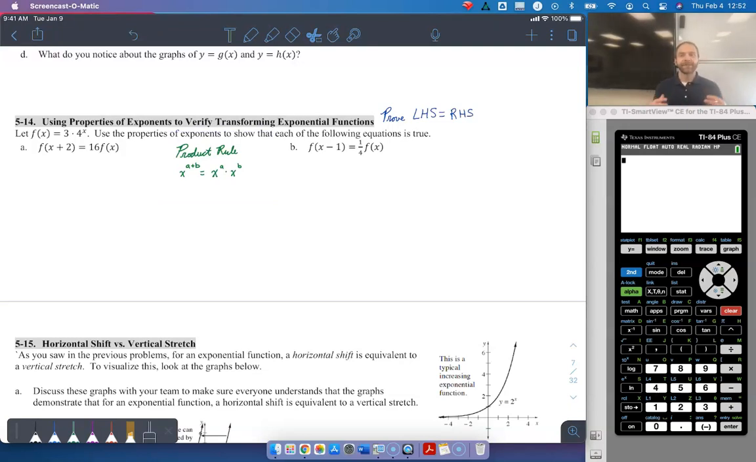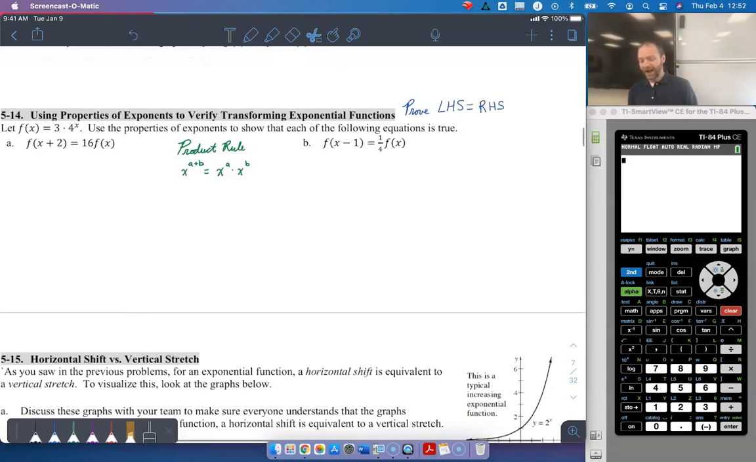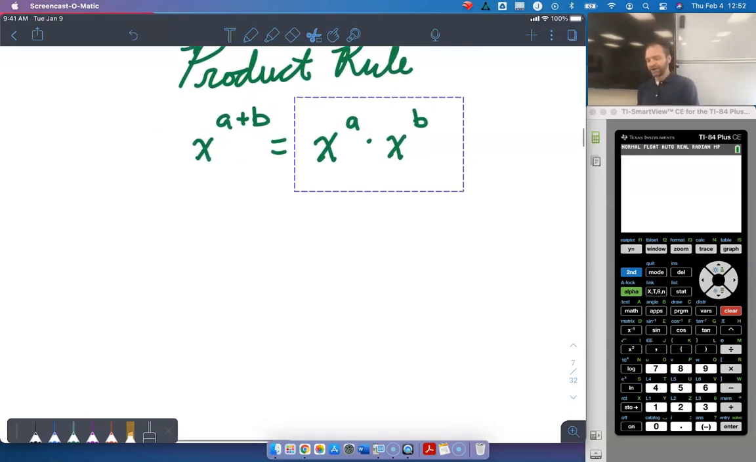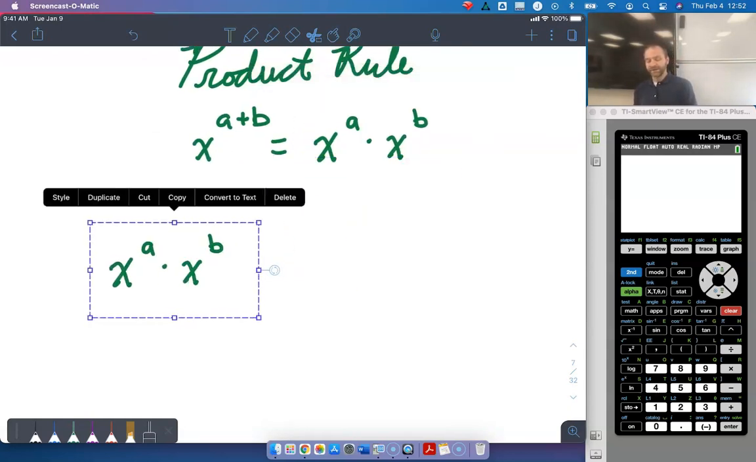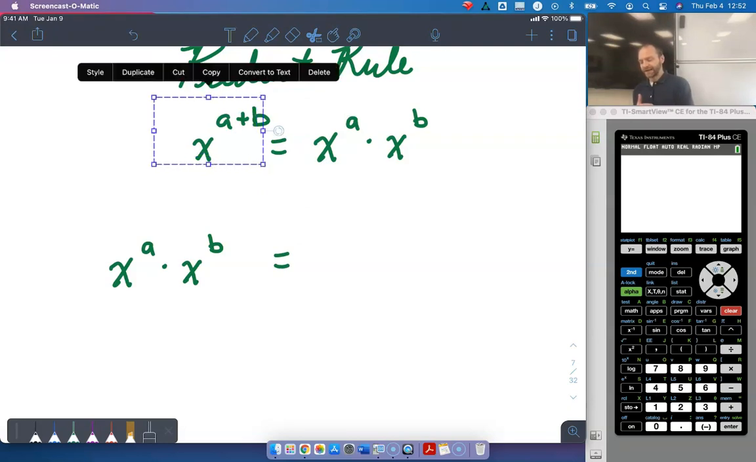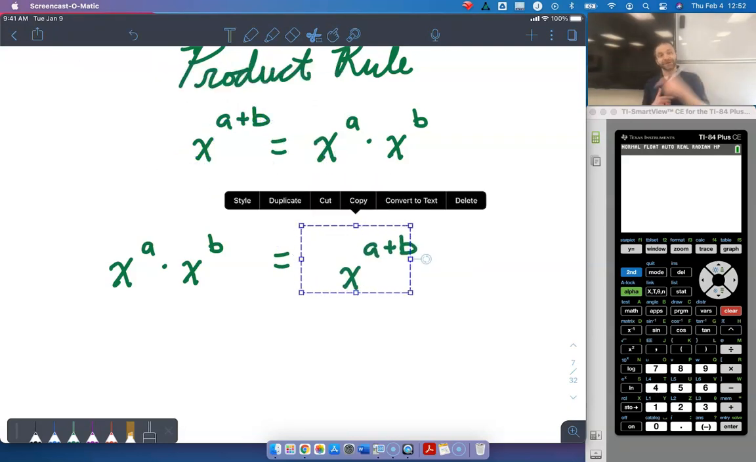But in this case, I'm going to think about my product rule. I'm going to give that hint as we begin this problem. And so I would write it down. And that product rule goes both directions. And so I actually wrote it here backwards, probably the way you're used to. You're used to saying, hey, if you're multiplying two of the same bases together, you can combine them into a single base by adding the exponents. That's probably the way you're used to seeing it. But equal signs go both directions.